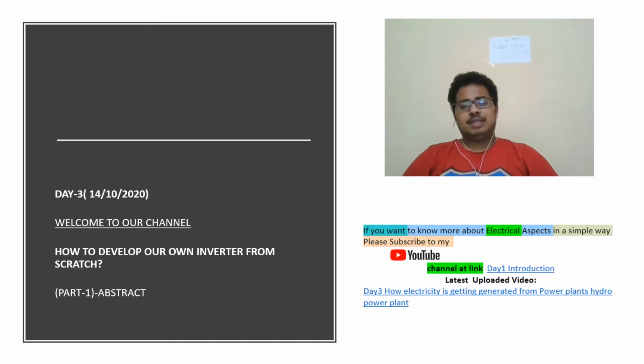For converting this supply from DC to AC, we need one converter in between them. We can call that an inverter, which translates from DC to AC.